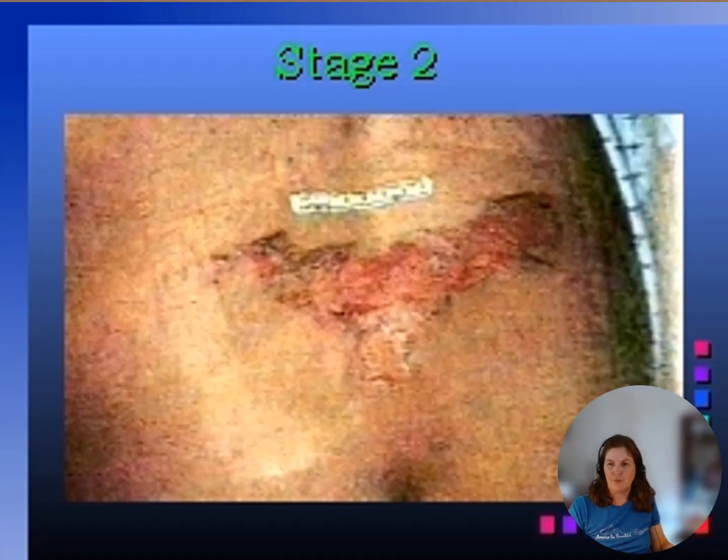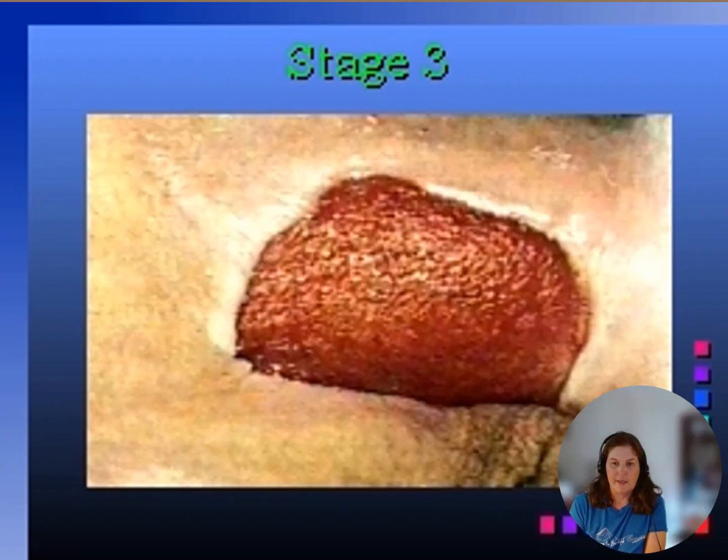Stage 2, it's an open wound at this point. The outer layer, the epidermis, and part of the underlayer of skin, the dermis, is damaged or lost. It's shallow and appears as a pinkish-red, basin-like wound. It may appear as an intact or ruptured fluid-filled vessel.